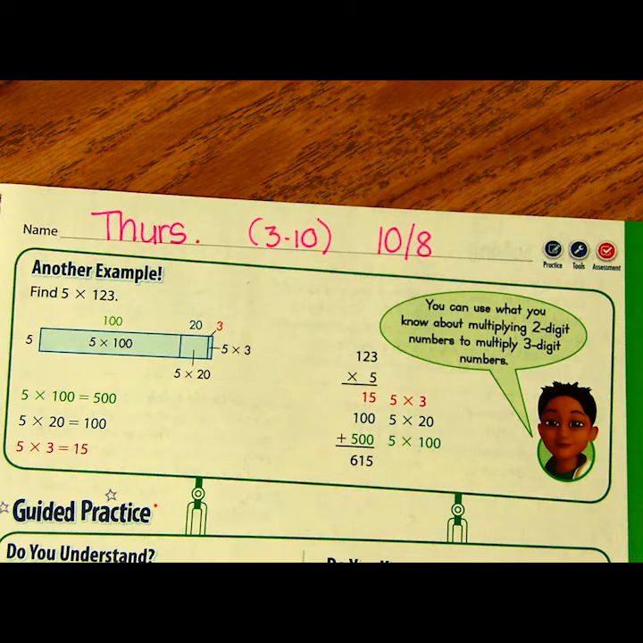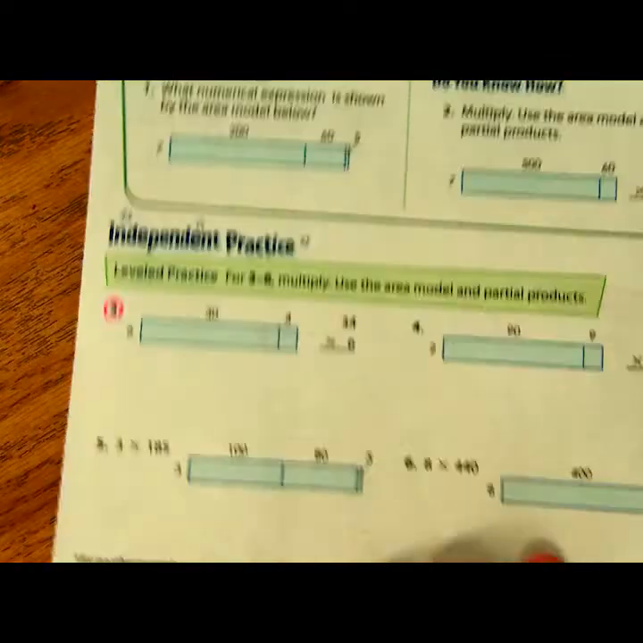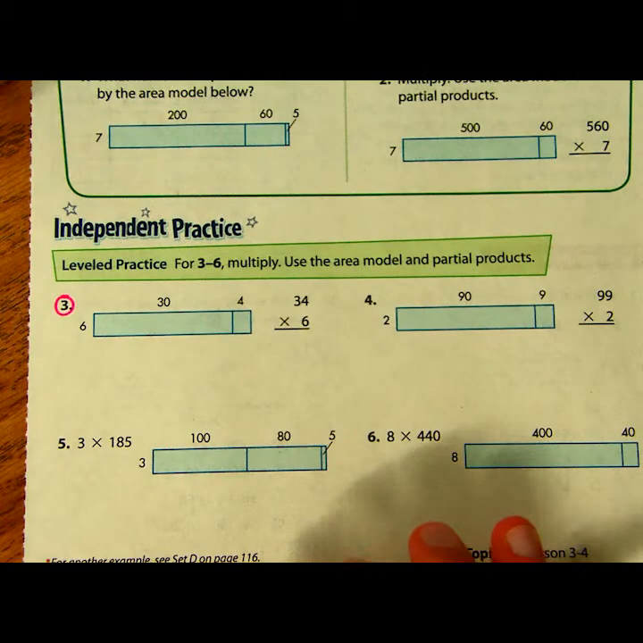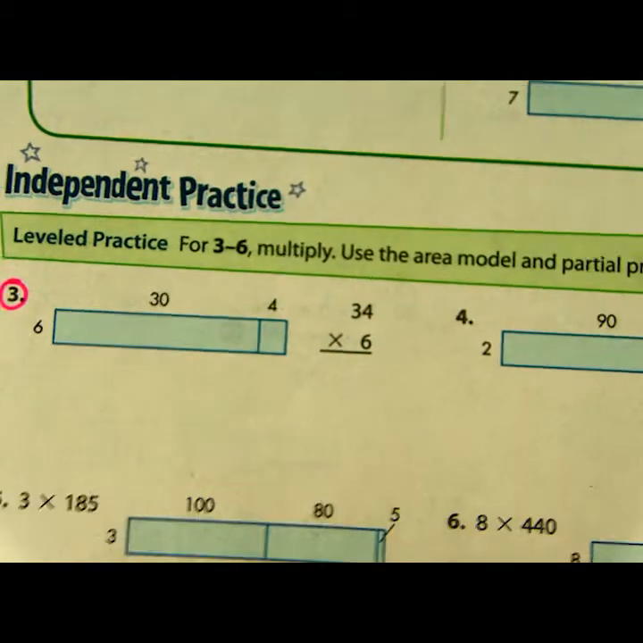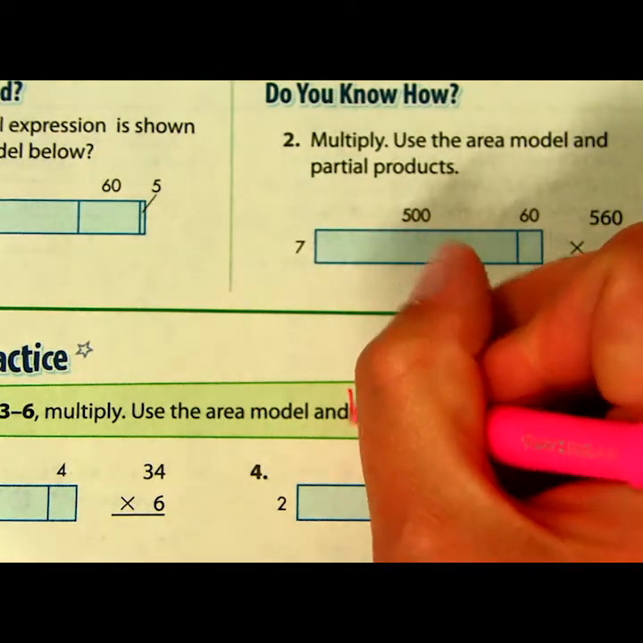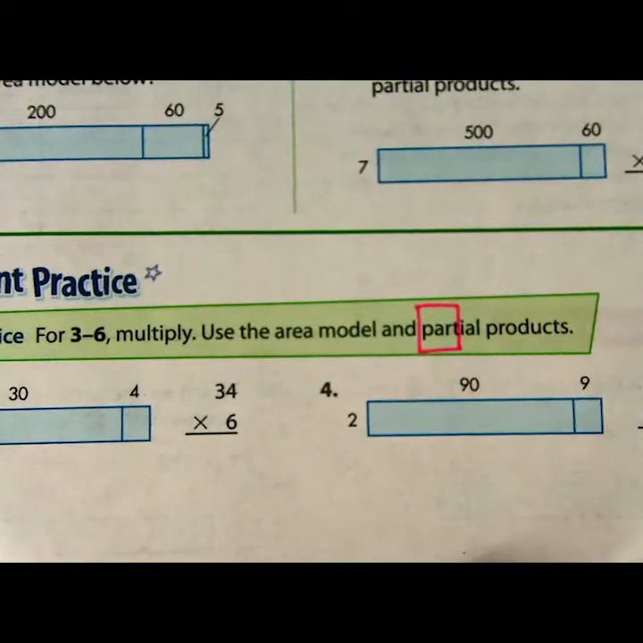Today's Thursday. We're going over page 95 and 96, questions 3 through 10. So you've been introduced to the area model and you are using partial products. Partial meaning like part of the product. So you have to add those partial products together to find the total product, or the answer to a multiplication problem.